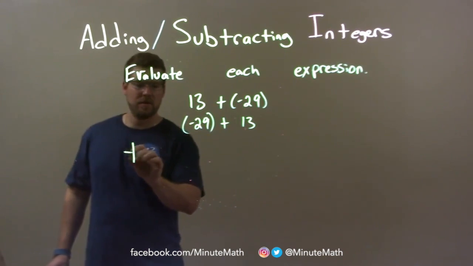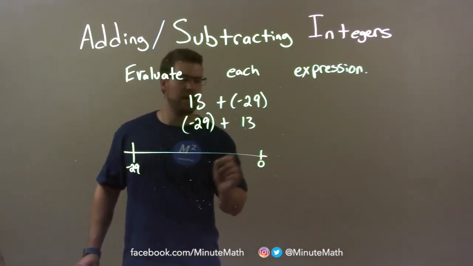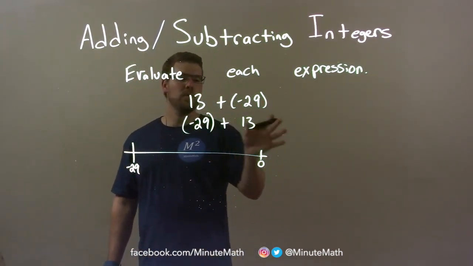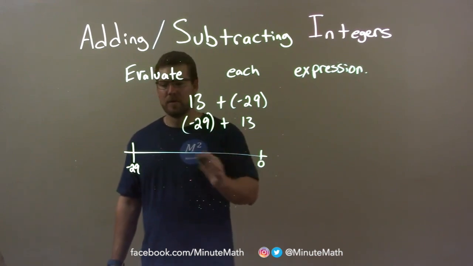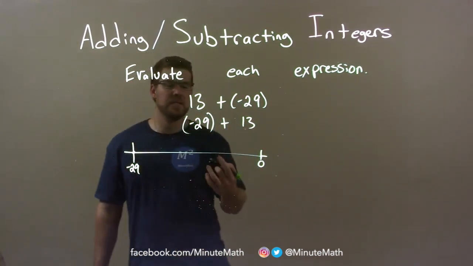So I'm going to start there at negative 29. And here's 0. And I'm going to add 13 to that. The reason why I did that is I found it's easier to only move 13 units than trying to move 29 units. So I'm going to start at negative 29 as my base. Now I'm going to add 13 units to that.